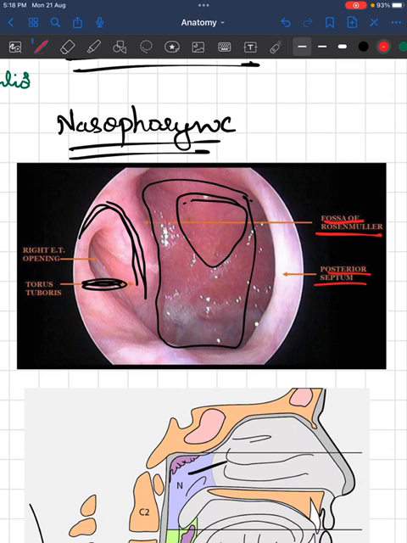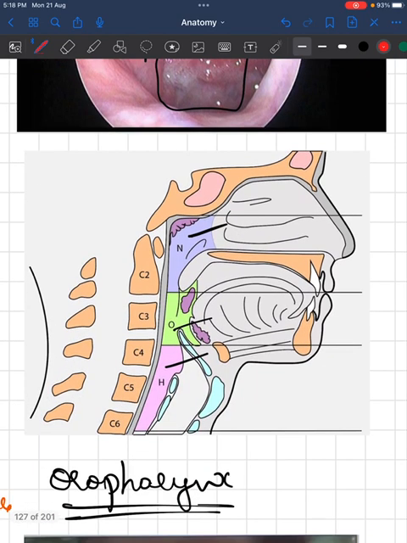The structures seen in the nasopharynx are adenoid tissue over the posterior wall. Laterally we can see the eustachian tube opening. The torus tubarius is the elevation over the eustachian tube, and behind this we can see a fossa, the fossa of Rosenmuller. This is adenoid tissue, this is the torus tubarius, and here is the opening, the eustachian tube. These are the structures we see in the nasopharynx.